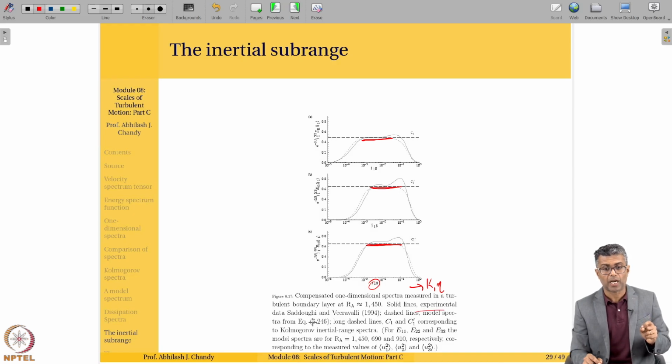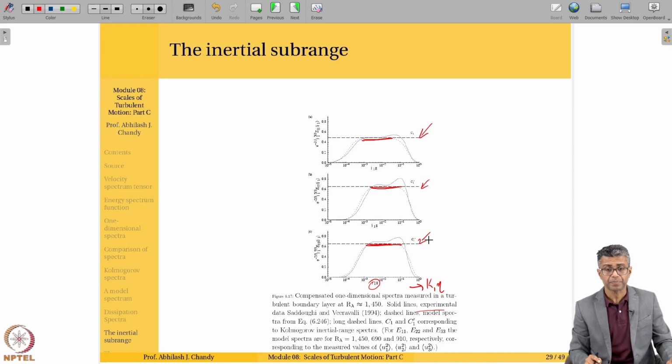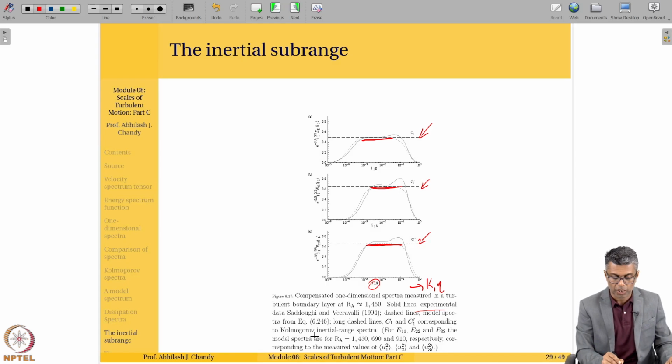The long dashed line is which one? The long dashed straight line. This is what we're talking about, the long dashed straight line. Those are the values of C1, C1 dash, isn't it? C1, C1 dash and C1 double dash, right? So C1 and C1 dash correspond to the inertial range spectra.